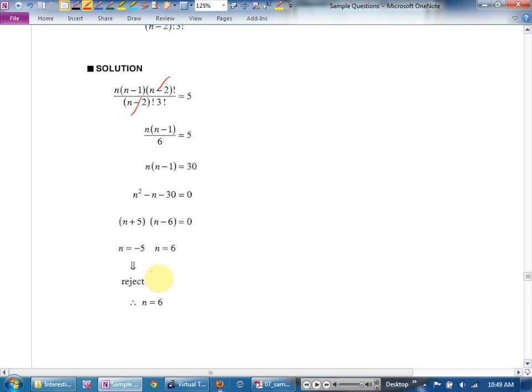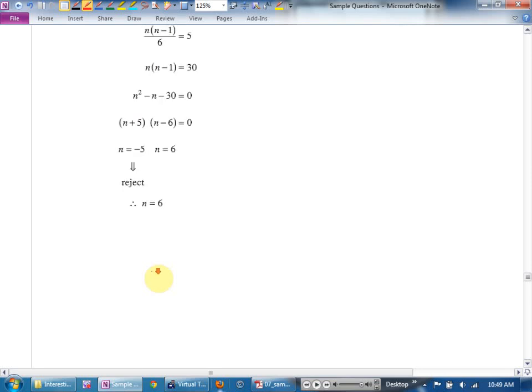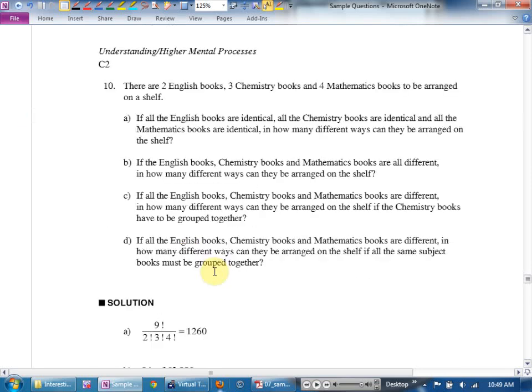So, here's an H. 2 English books, 3 chemistry books, and 4 math books. If the English books, the chemistry books, and the math books are all identical, oh, you know what? That sounds like a word. How many different ways can they be arranged? And remember, arranged means a permutation. What is that? 5, 9, 1, 2, 3, 4, 5, 6, 7, 8, 9 factorial over 2 factorial, 3 factorial, 4 factorial.